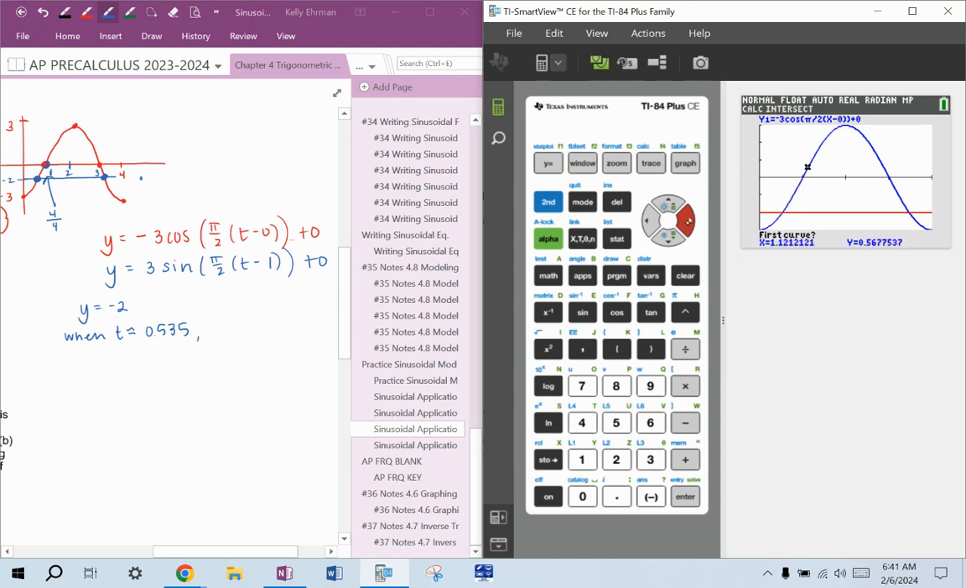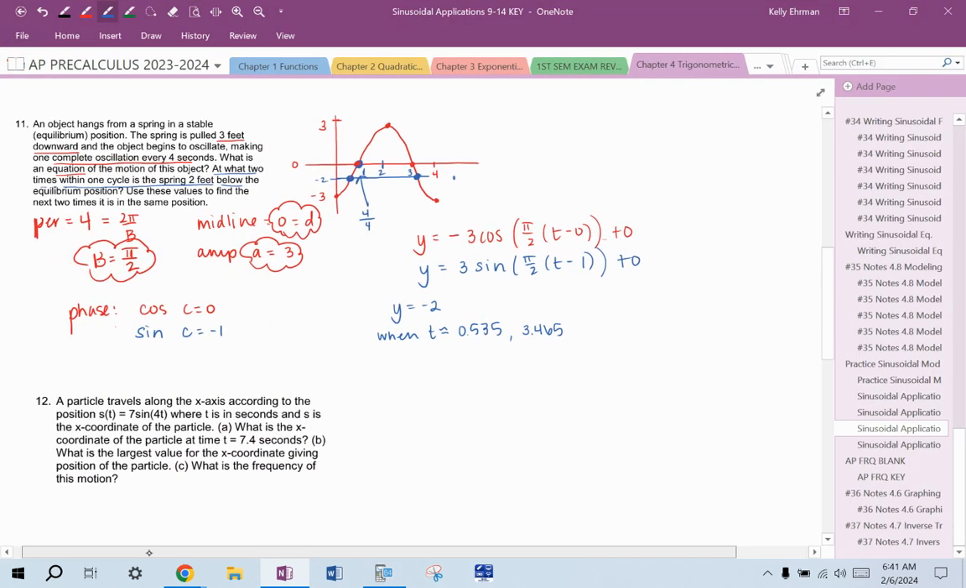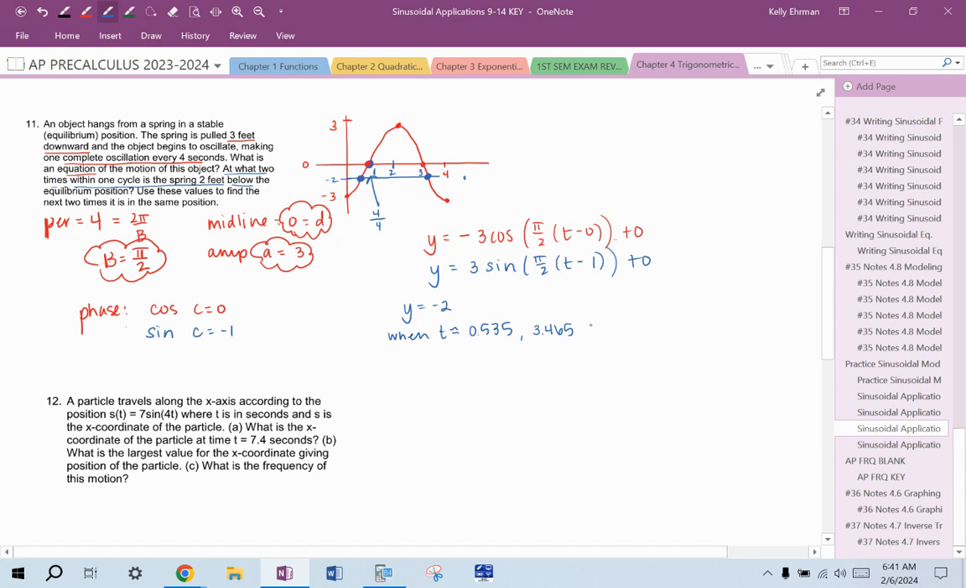You got to get your cursor closer to the other side so that it finds this value. Over the hump, there we go. 3.465. And then we always want to label this. So I believe these are in seconds. Yes. So those are the 2 times, in seconds, when y would equal -2.